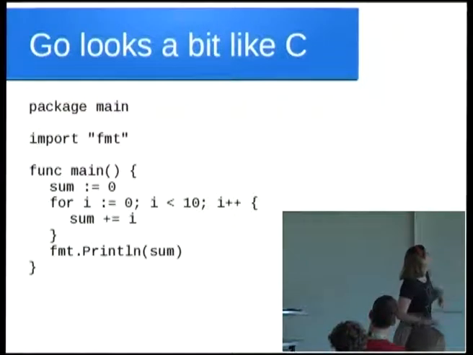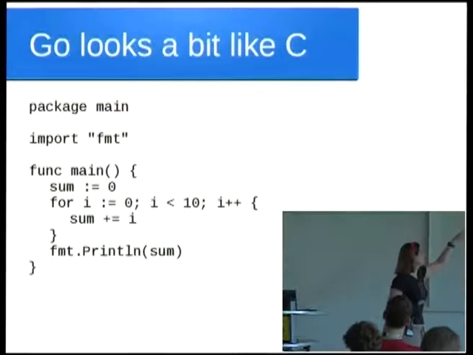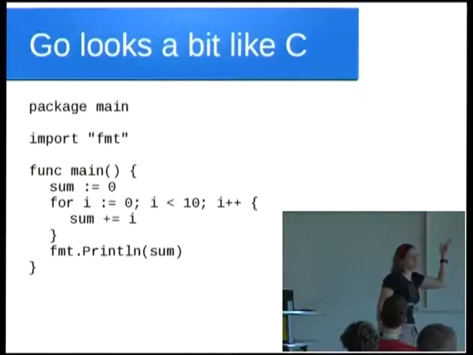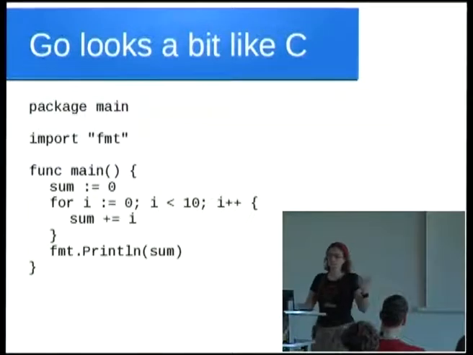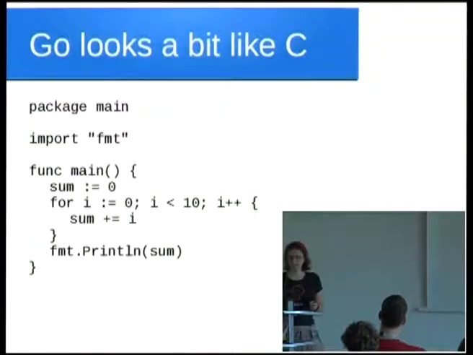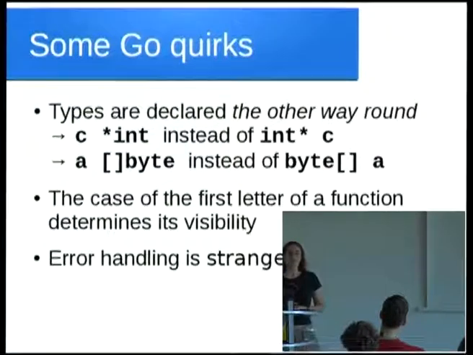The same for the for loop. The for loop is exactly the for loop from C, except without the parentheses. And then at the end, this just prints it on the screen. So that seemed very similar to C and very nice and okay.